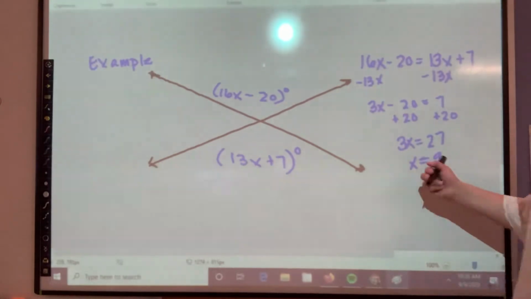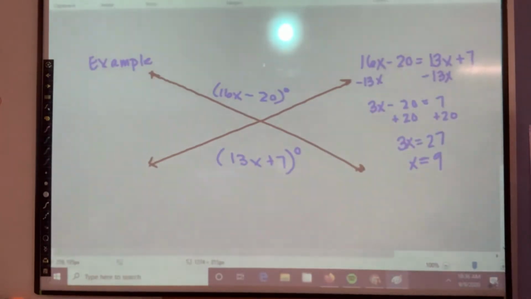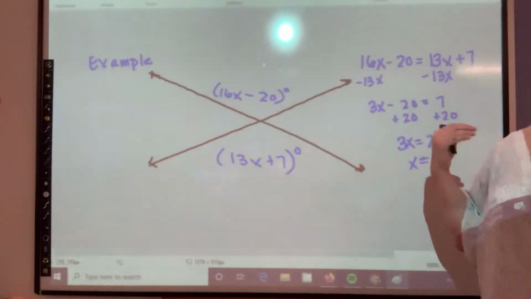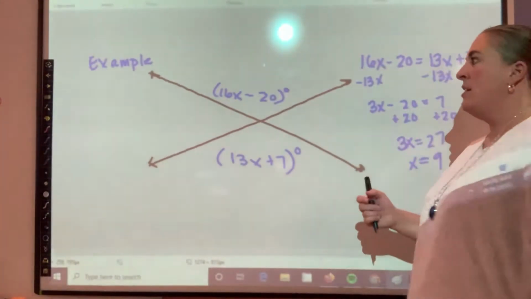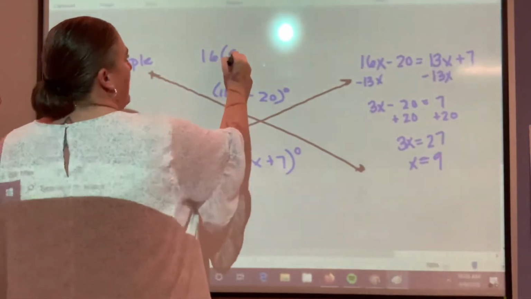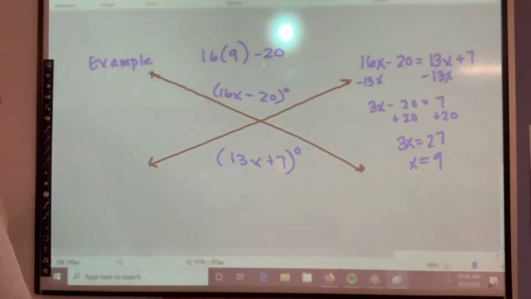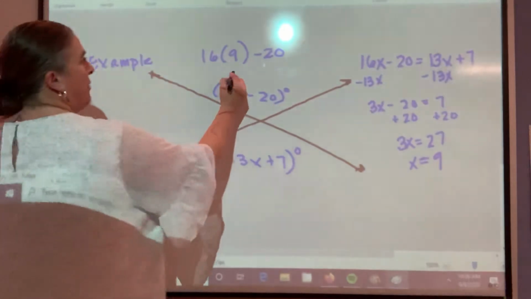What property do we use to put this in there? What's that called? If I'm not here for a day, they send a substitute. So I'm going to go ahead and put 16 times 9 minus 20. So when you put that in your calculator, that is 124 degrees.